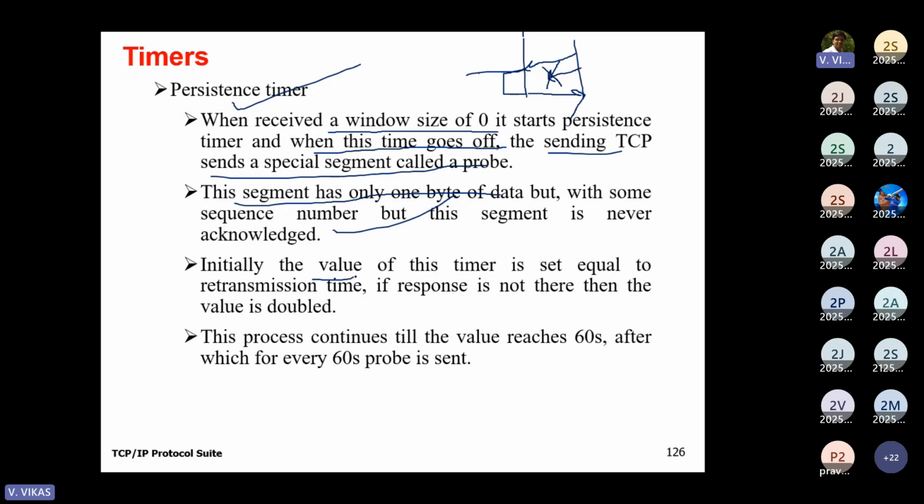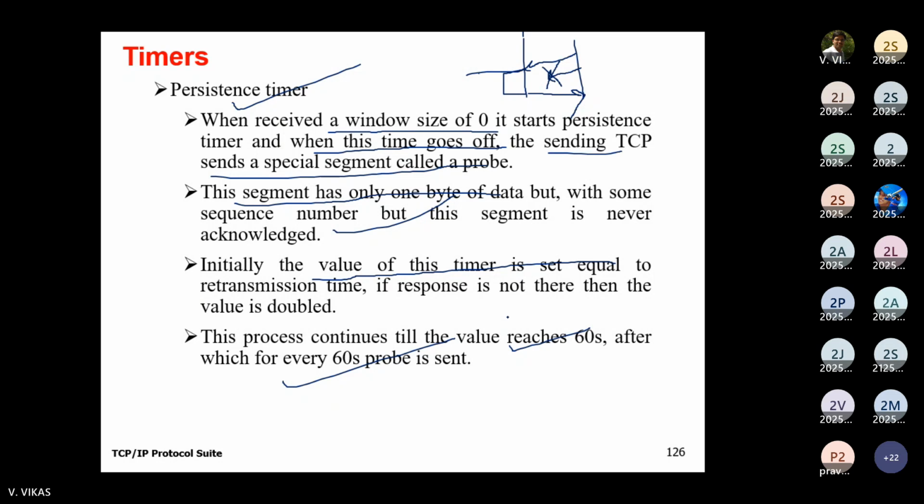Initially, the value of this timer is set equal to the retransmission time. If the response is not there, then the value is doubled. Even though you send a 1 byte probe message, if the timer goes off and you are not getting any update, you double it. This process continues till we reach the value of 60 seconds, after which, for every 60 seconds, you send a message.